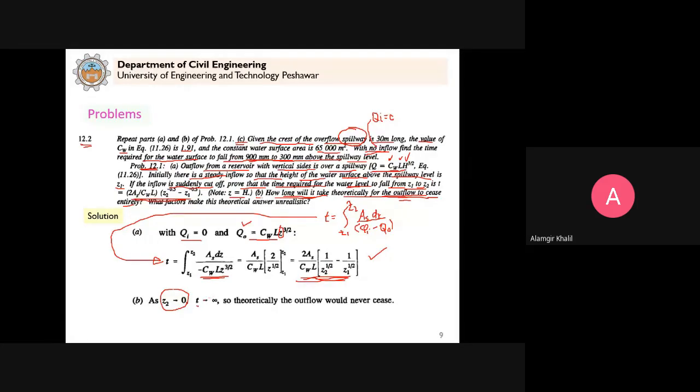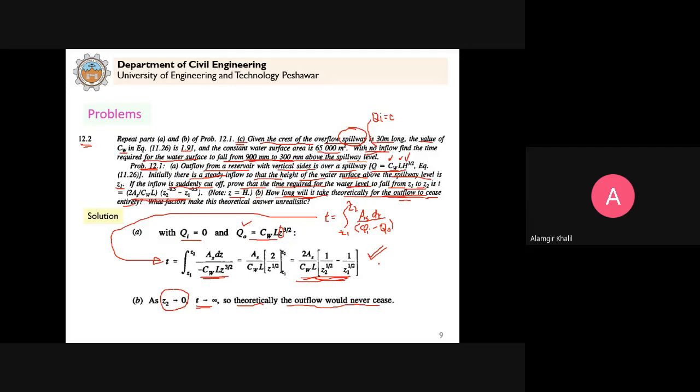So time is infinity. It means that according to this expression, theoretically the outflow would never cease. You require infinite time for the flow to stop. But this is not practically the case. Clear? Theoretically you get this answer, that infinite time is required for flow to stop. So what could be the reason that we get this unrealistic result? You see, we get an unrealistic result.